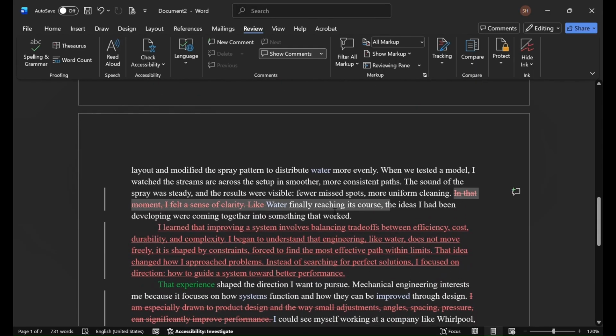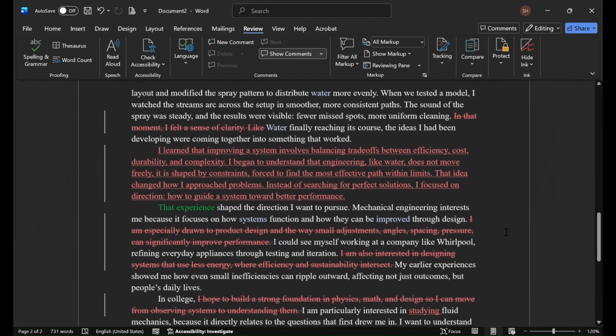"In that moment, I felt a sense of clarity." So we get a literal statement of the student gaining a sense of clarity. But what we have right after it is a metaphor restating that in a different way, so you don't really need both. You could get rid of either the metaphor or the literal statement. I just chose at this point to get rid of the literal rendering of that.